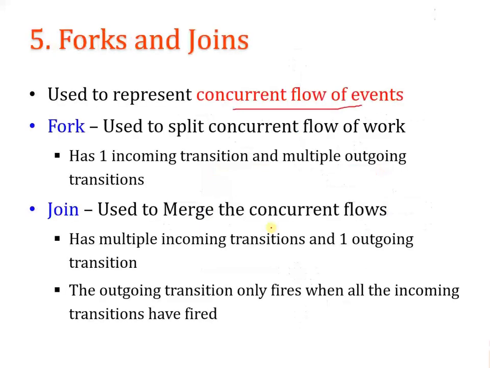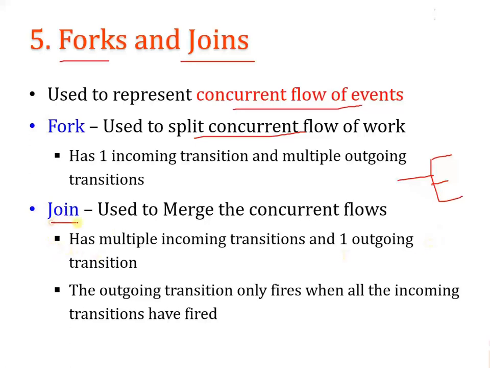But there are some situations where the control goes in two directions concurrently. That can be expressed using forks and joins. Fork is a symbol which is used to split the concurrent flow of work. It has one incoming transition. For example, from one transition, I can go to multiple outgoing transitions. So this symbol is called a fork.